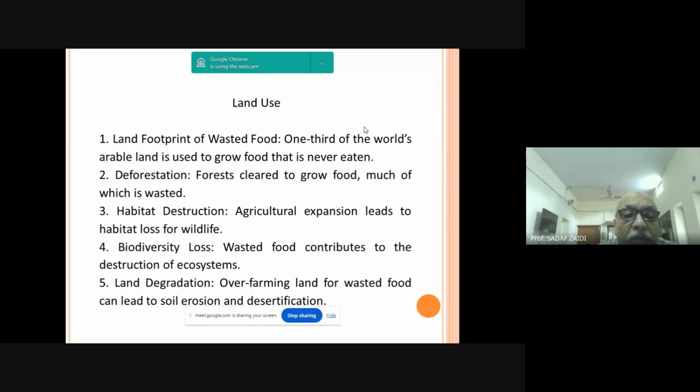Then land use, land footprint of wasted food. 1/3 of the world's arable land is used to grow food that is never eaten. As I told you, the area of China or the area of the Indian subcontinent, that much land you are using for food that is never eaten.